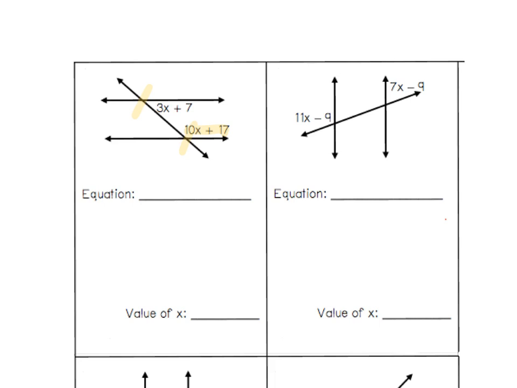Are those angles congruent or are those angles supplementary? Since I have one that's highlighted and one that's not, that tells me that these would be supplementary. They are not the same. So what supplementary angles means is that those together add up to 180 degrees.